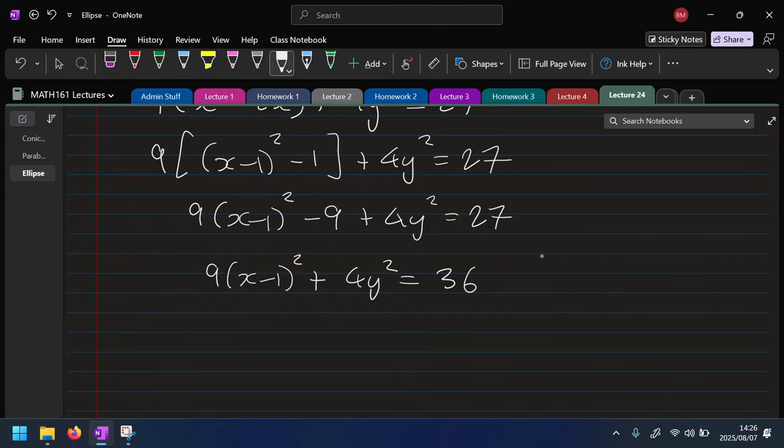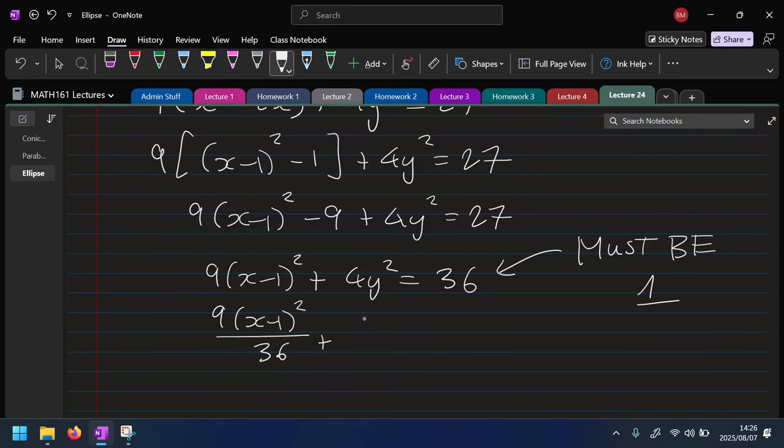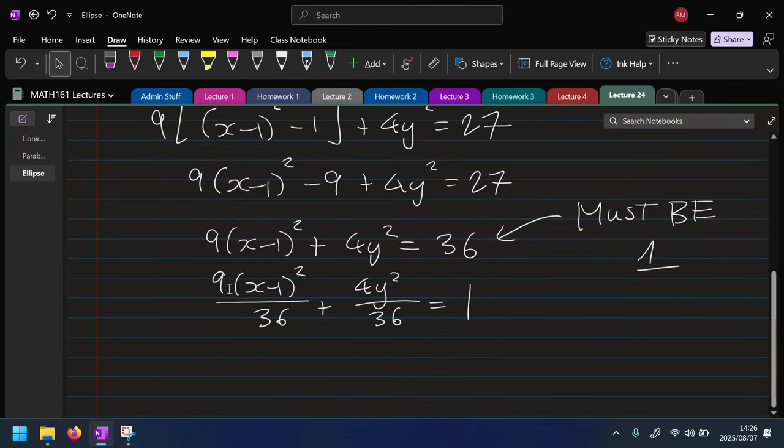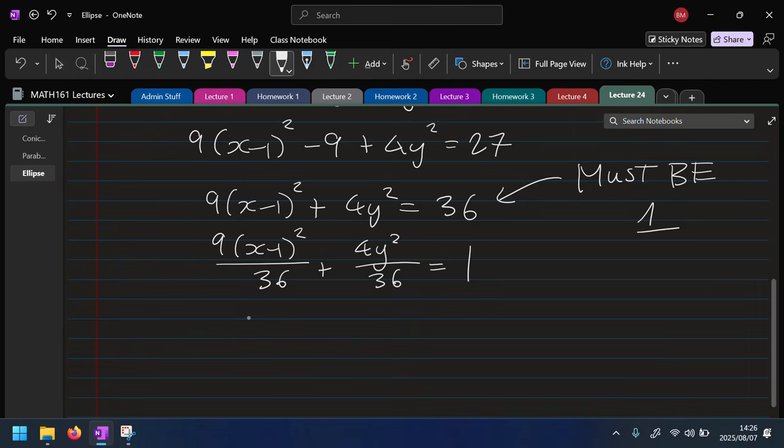So this side must be 1. Well, that's easy. We just divide through by 36. So we're going to have 9(x minus 1) squared over the 36 plus 4y squared over the 36, and that's 1. So that's all done now. 9 at the top, 36 at the bottom, we can simplify that to a 4 at the bottom there. So that will be (x minus 1) squared over 4. And then we've got the 4 at the top, so they'll simplify to a 9 at the bottom. Now this is in standard form.